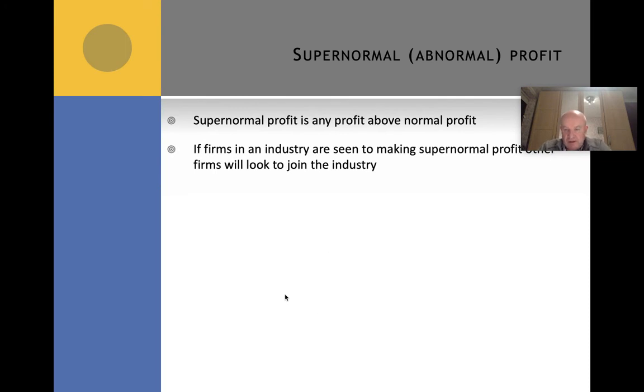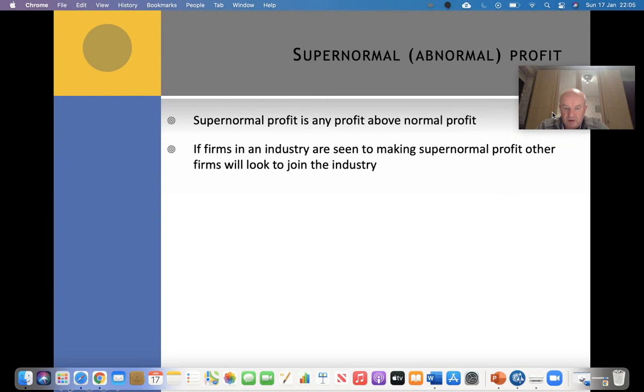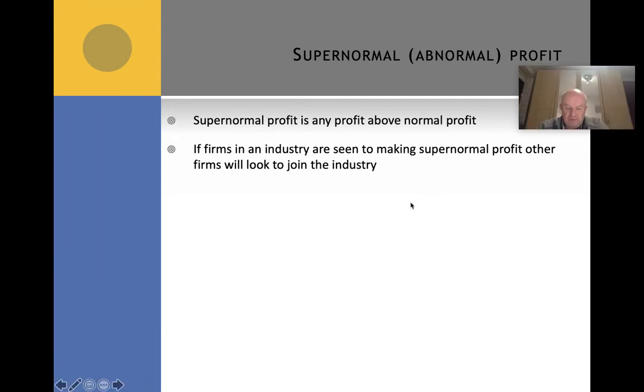So in an economic market, if a firm is seen to be making supernormal profits over and above what you would normally expect, that's going to mean that other firms will look to join the industry if they can. When they do that, over time the supernormal profit that somebody has been achieving will be competed away, because new entrants into the market will start to challenge you in terms of cost and possibly quality. In time, any supernormal profit that's been made will actually be competed away.